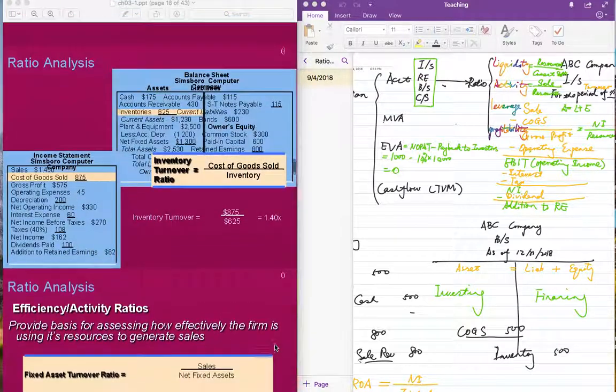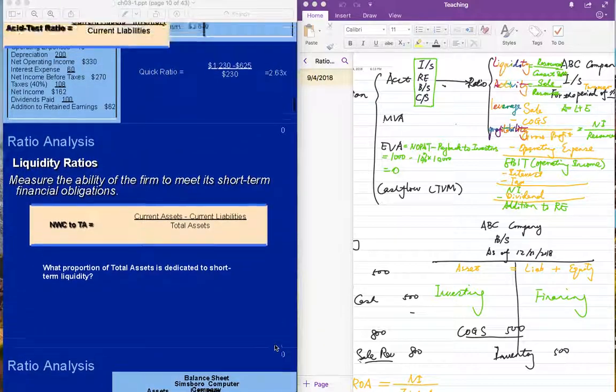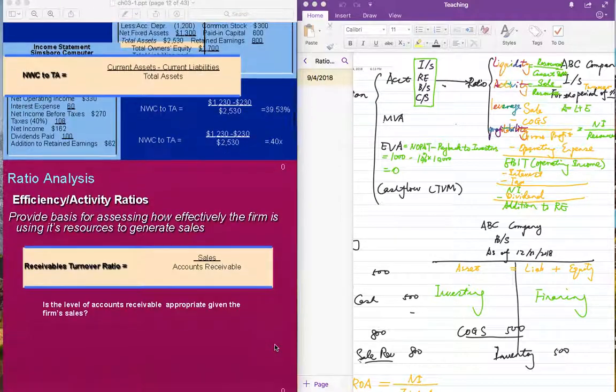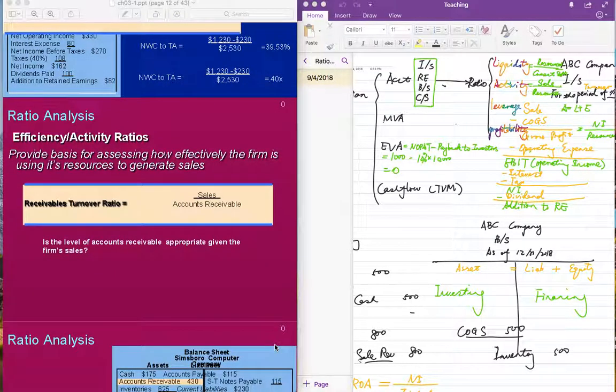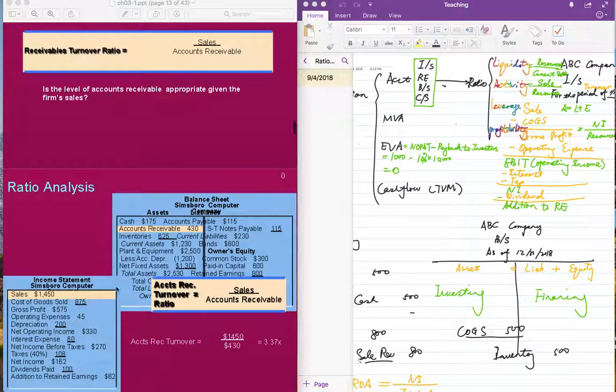Okay, let's look at some other turnover ratio, and this is a little bit tricky one in terms of how we interpret it. This one's called the receivable turnover ratio. Accounts receivable turnover ratio, again, has sales on the numerator. Accounts receivable, the account we're trying to measure, is on the denominator. Now look at our example here. We get our sales number from our income statement, 1450. We get our accounts receivable from the balance sheet, 430, and then we get 3.37 times.